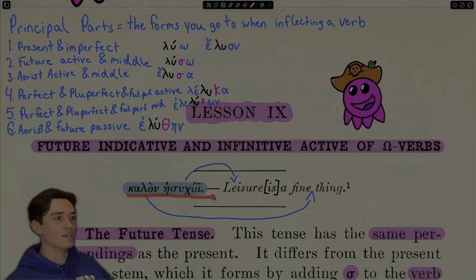Kalon esukia, leisure is a fine thing. This is a quote from Periander. Leisure is going to be translated as esukia. A fine thing is kalon. Notice that there's no esti.